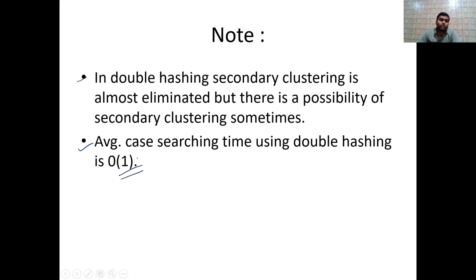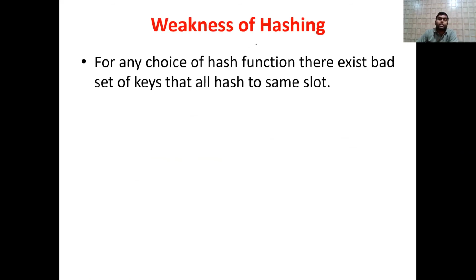So now we are at our required position. What is the objective or goal of hashing? The goal of hashing is that the searching time must be constant, that is, order of 1 searching time. Now the weakness of hashing. There are some weaknesses. The first weakness is, for any choice of hash function there exists a bad set of keys that all hash to the same slot.